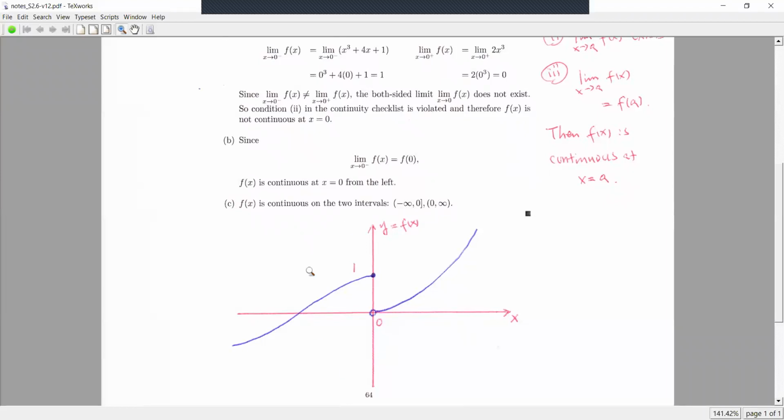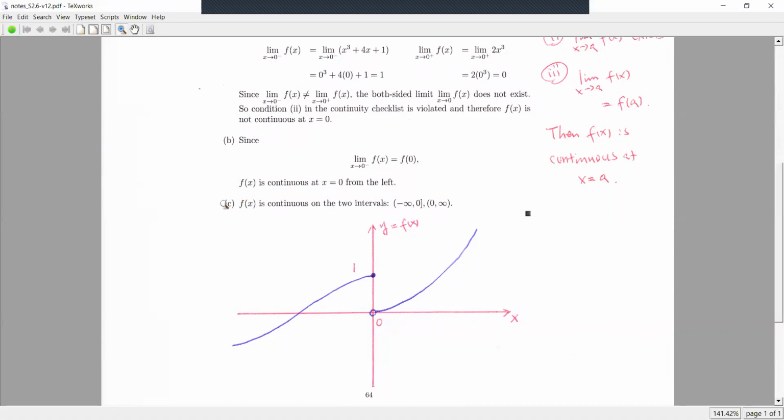From this diagram, we can see that the function f is continuous at the point 0 from the left side because the solid point is here. If the solid point were here, then the function would be continuous from the right side. But now the solid point is here, so it is continuous from the left side.